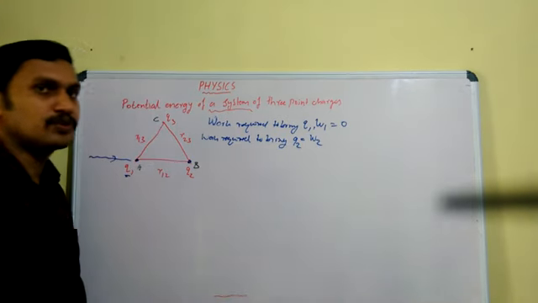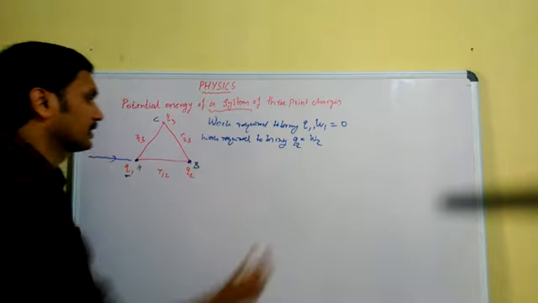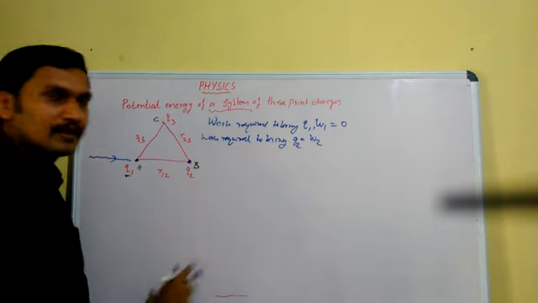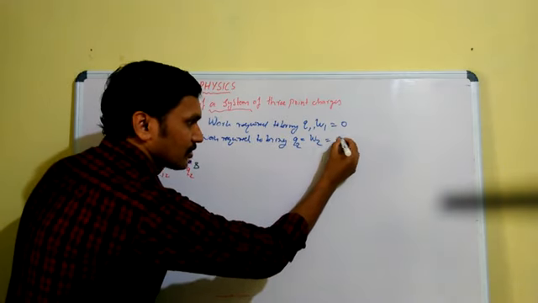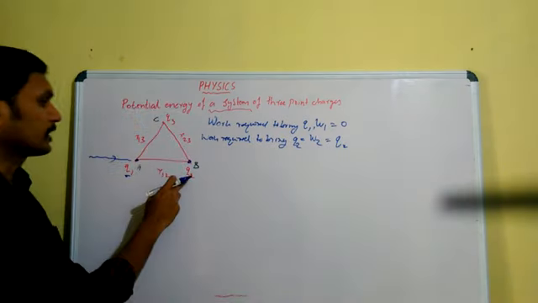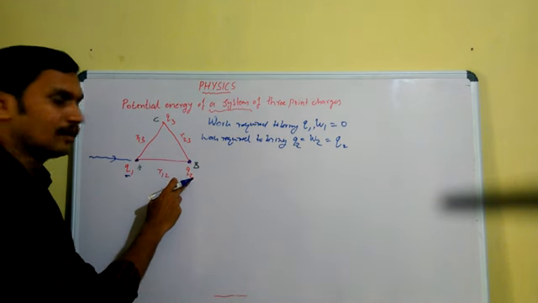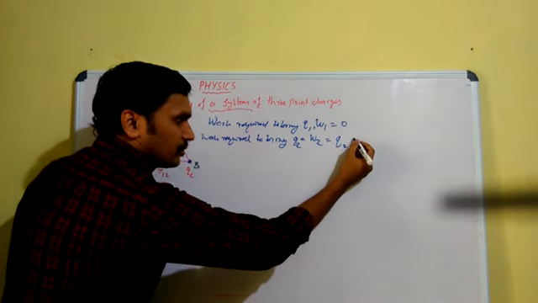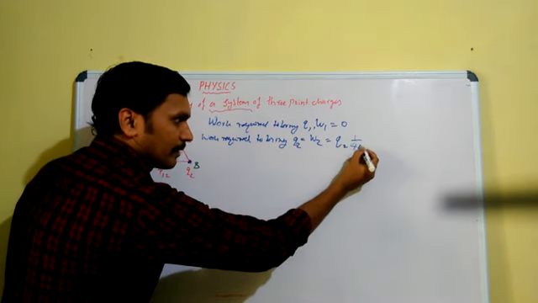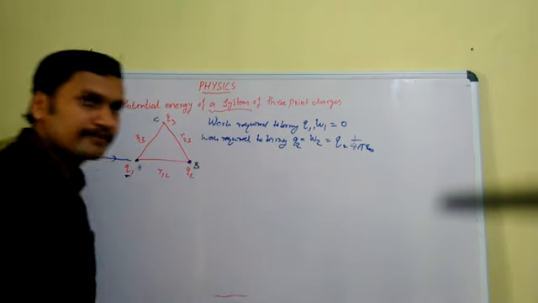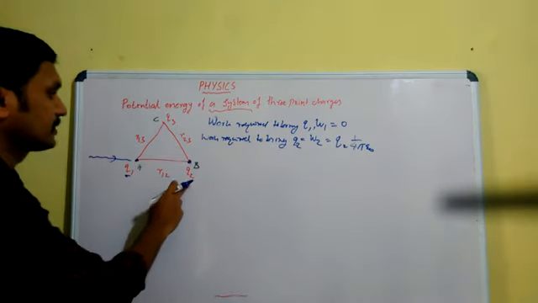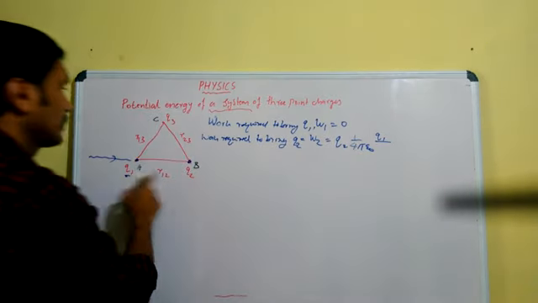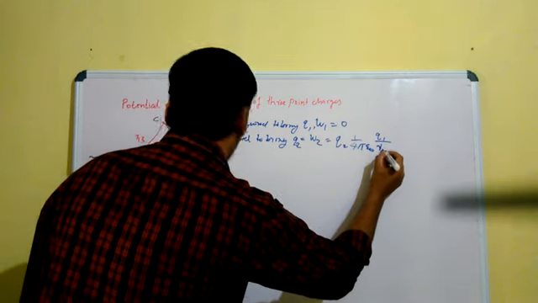The work required to bring Q2 is equal to the charge Q2 times the potential at this point. What is the potential at B? The potential at B is the potential due to Q1, which is 1 by 4 pi epsilon 0 times Q1 divided by the distance to this point, which is R12.